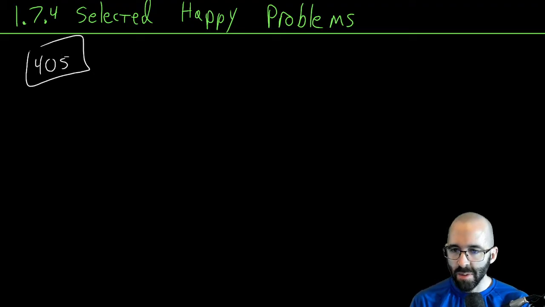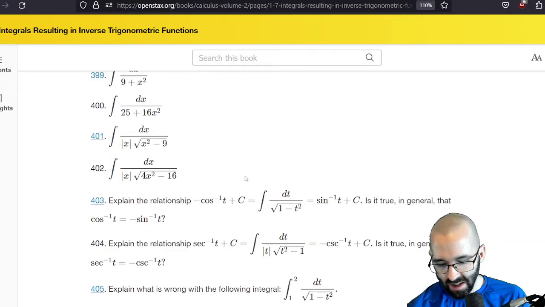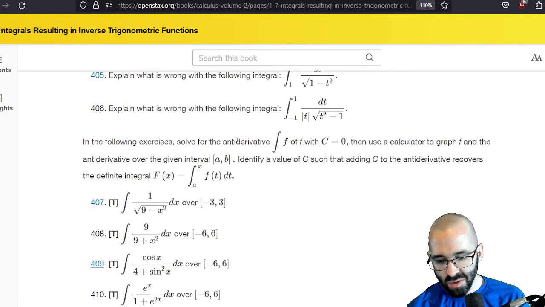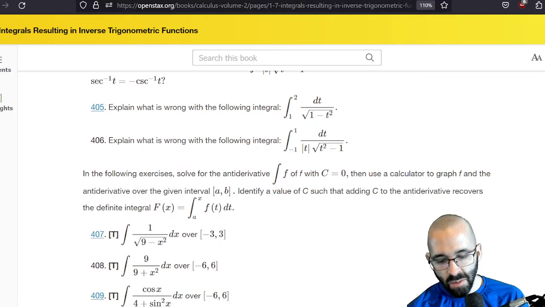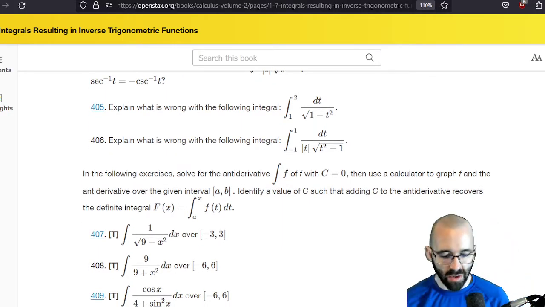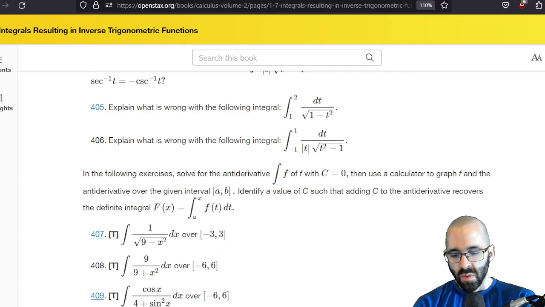So let's just start with number 405. Number 405 says, explain what's wrong with this integral. I'm not going to write the answer down. I just want to talk about it with you. Well, what do you think?